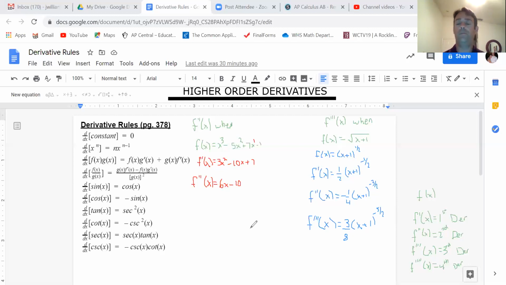All right, so got a couple derivatives here, got ourselves some equations. I think maybe we should try some more of these here.